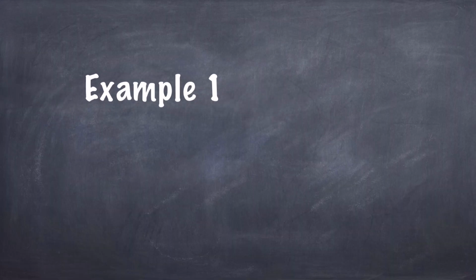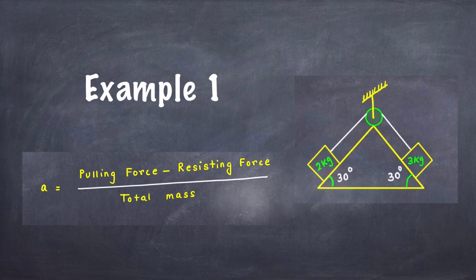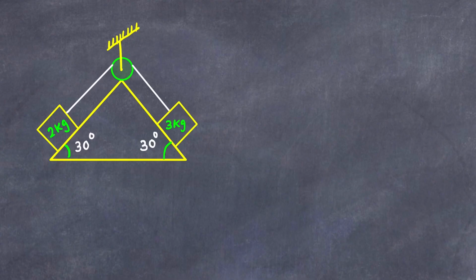So let us start our first example. We will see how, with the help of a simple formula, we can find the acceleration of this system in seconds. In this figure you can see that there are two masses, one of mass 3 kg and the other of mass 2 kg, which are connected by a single string. Both the 2 kg mass and the 3 kg mass are placed on an inclined plane of angle 30 degrees.